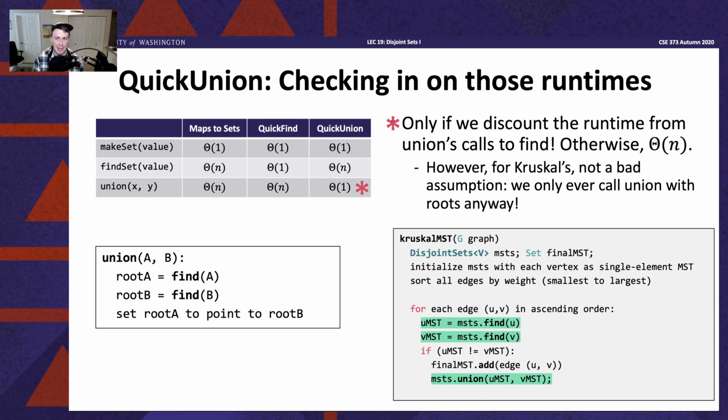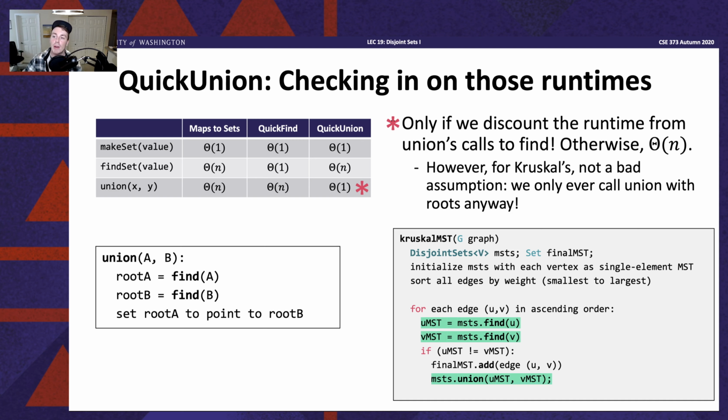Now you might be wondering, hey, is that even a valid assumption to make? And the answer is yes, totally. For Kruskal's algorithm, we always only union roots. Notice what we did in our algorithm here. We found the MST for U, we found the MST for V, and then if they didn't agree, then we union them. But we always called union passing in roots that we already called find on. So union can be fast, assuming you don't also have to do finds.